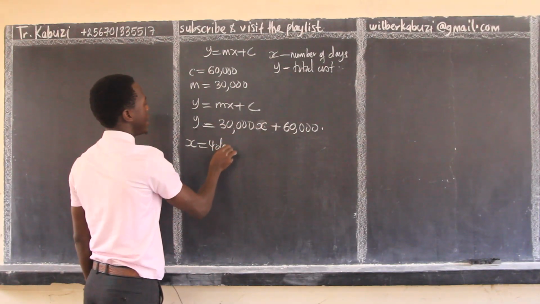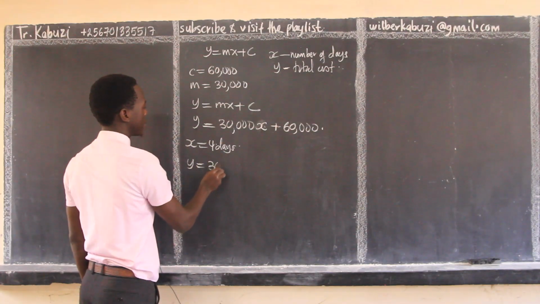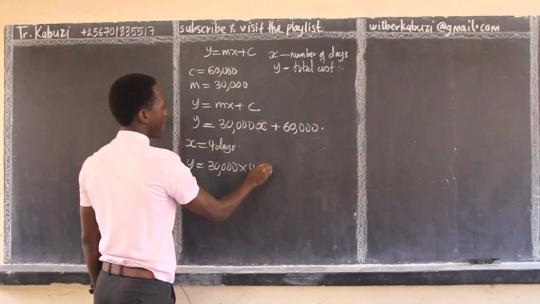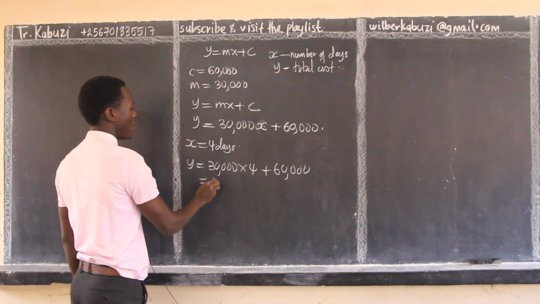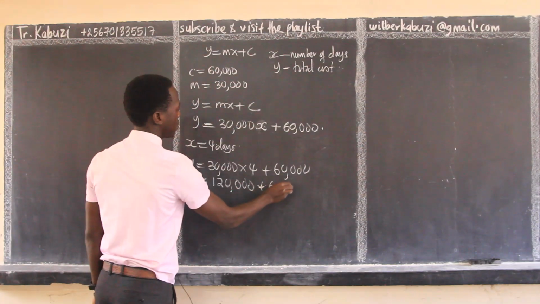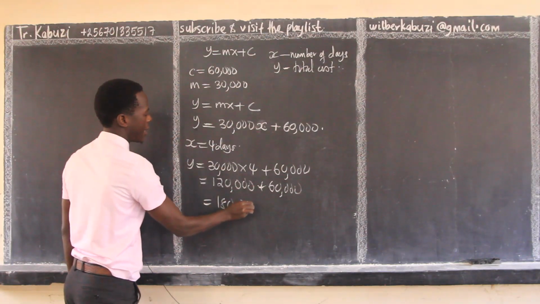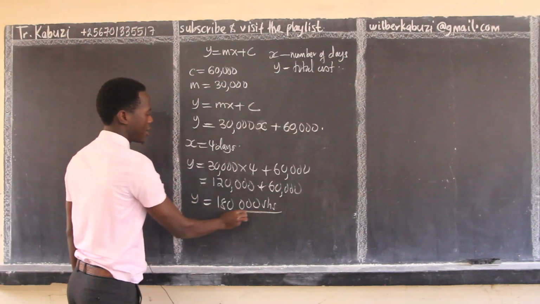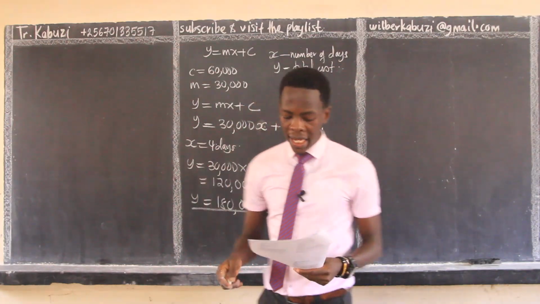So they want to know the amount when x is 4 days. I just substitute: 30,000 times x, which is 4, plus 60,000. This will be 120,000, which will give me 180,000 shillings. So this is my y. So the total cost this man will pay after 4 days is 180,000.